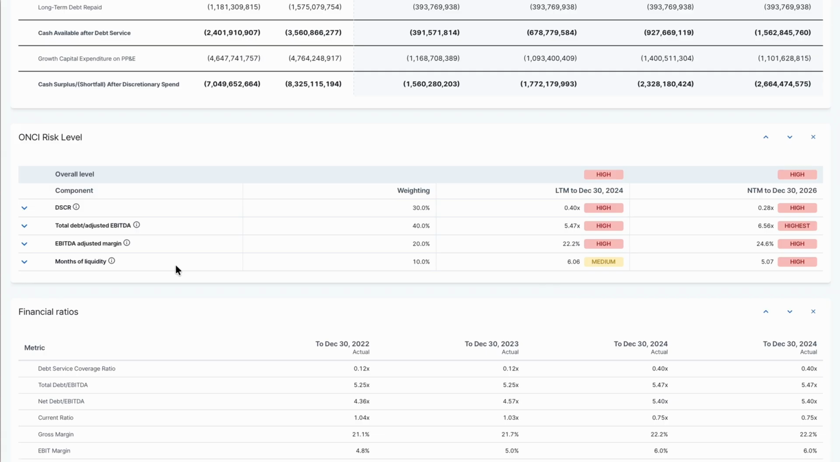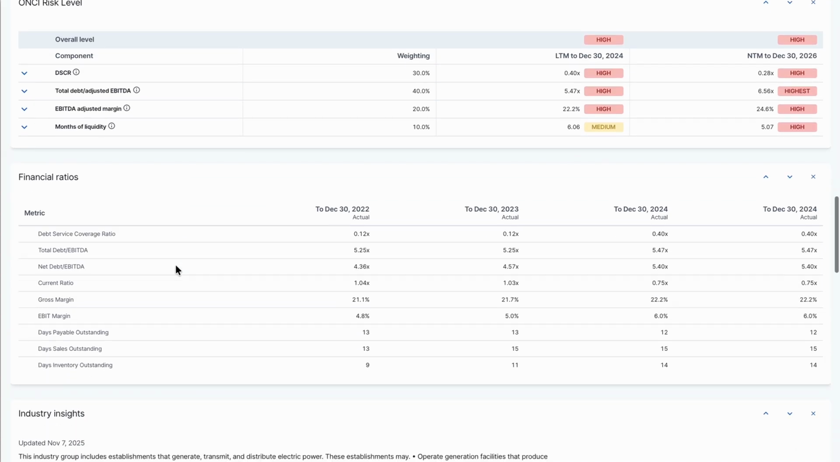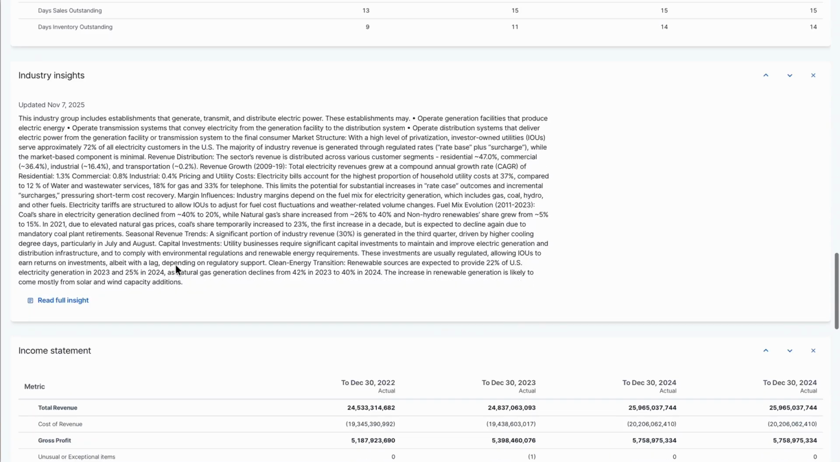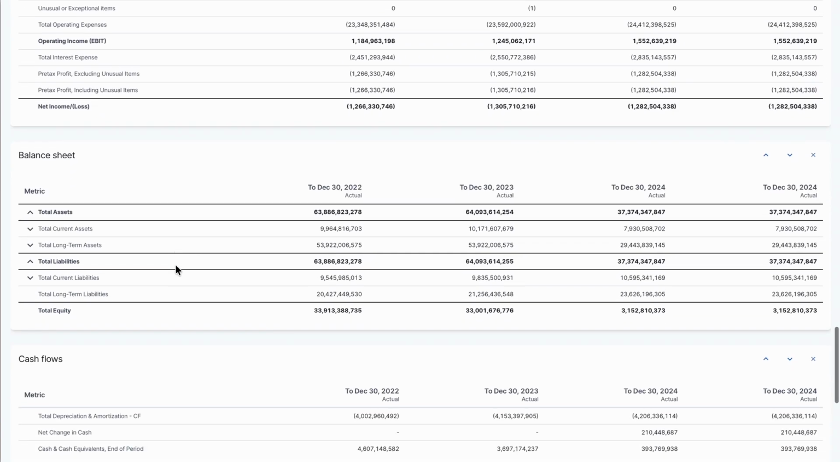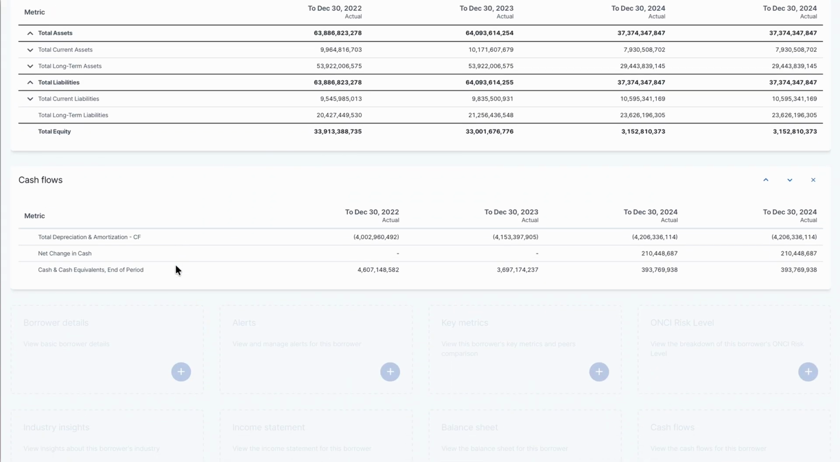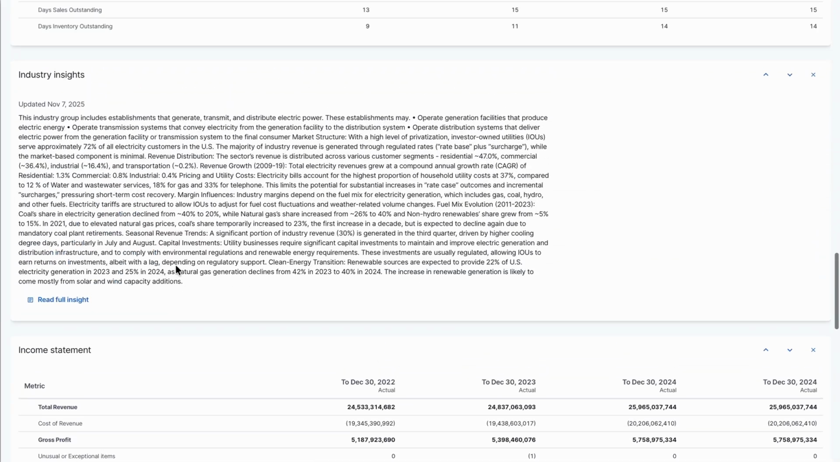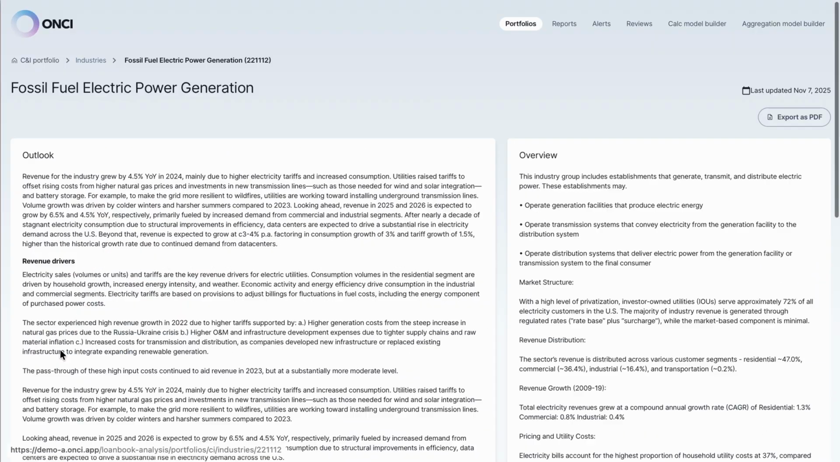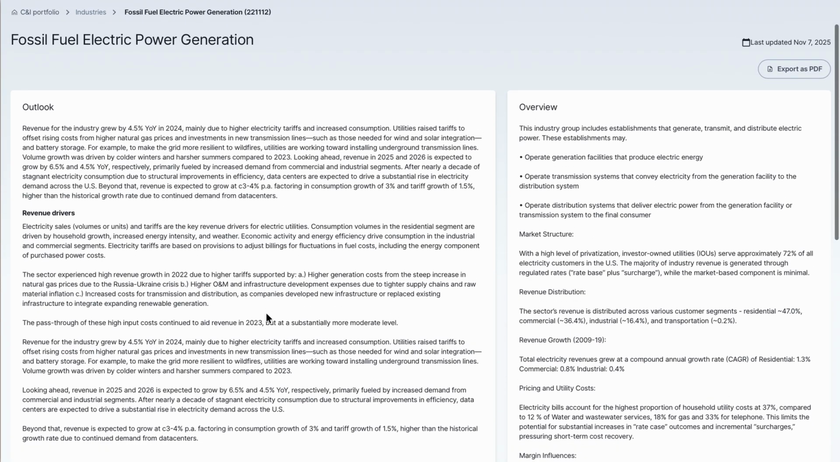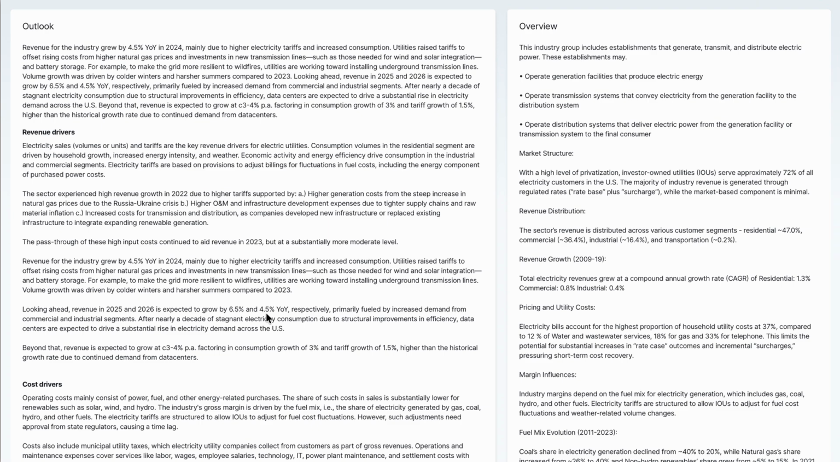Below you'll find traditional financial ratios, a full income statement, balance sheet, and cash flow history. This is here for deeper analysis or audit purposes. Finally, ONCI gives you industry context, including margin pressures, regulatory risks, and structural trends. This presents a clear view of the underlying industry drivers, insights your frontline can use to guide smarter, more informed conversations with customers. This helps you interpret borrower performance within a broader narrative, so you're not just saying that margins are tight, but why that might be happening in their industry.